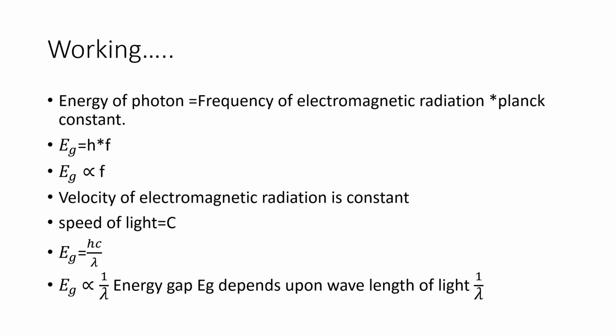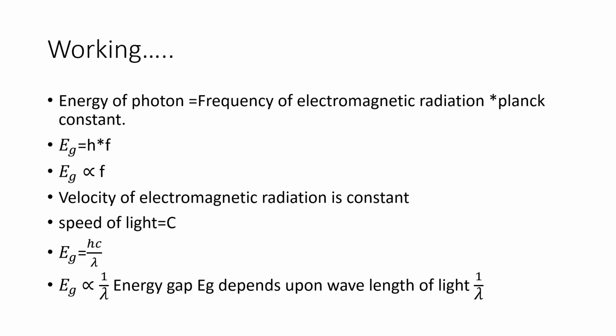From the previous discussion, we conclude that the fall of a free electron from the conduction band to the valence band is radiated in the form of photons. We can explain this through the mathematical relation as follows. Energy of the photon is equal to the frequency of the electromagnetic radiation times the Planck constant, E = hf, where h is the Planck constant and f is the frequency of the electromagnetic radiation, and Eg is the energy gap between the conduction band and the valence band.